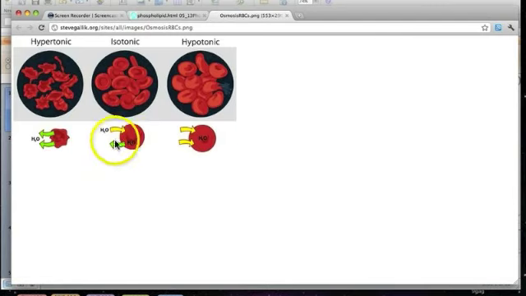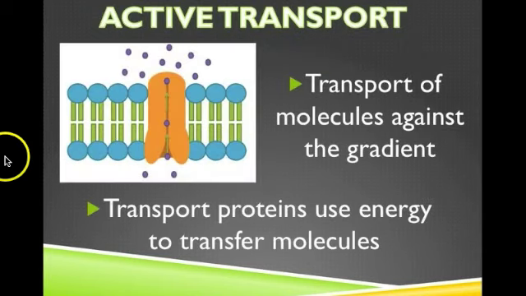If the cell is hypertonic, as we see here, water will move out of the cell, causing the cell to shrink or collapse. If the cell is hypotonic, shown here, the water will move into the cell, causing it to swell or burst. An isotonic cell has an even exchange of water into and out of the cell.